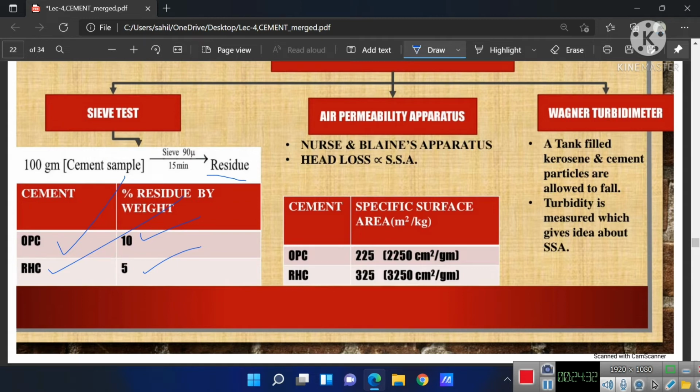In the air permeability apparatus, Lea and Nurse apparatus, head loss is directly proportional to SSA. Now cement SSA is basically specific surface area. For OPC, 2250 centimeter square per gram is permissible. For RHC, 3250 centimeter square per gram is permissible. Now in case of Wagner turbidimeter, a tank is filled with kerosene and cement particles are allowed to fall. Turbidity is measured, which gives an idea about SSA.